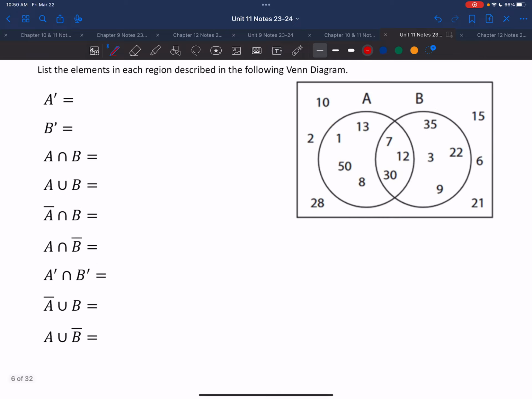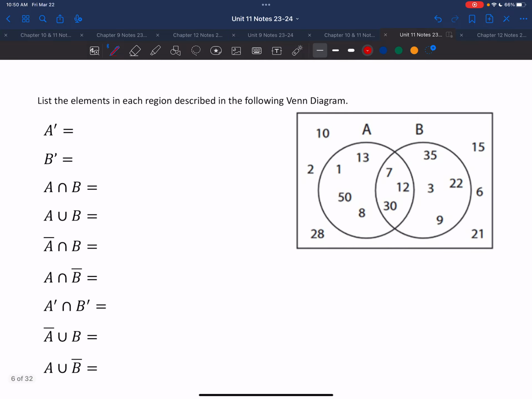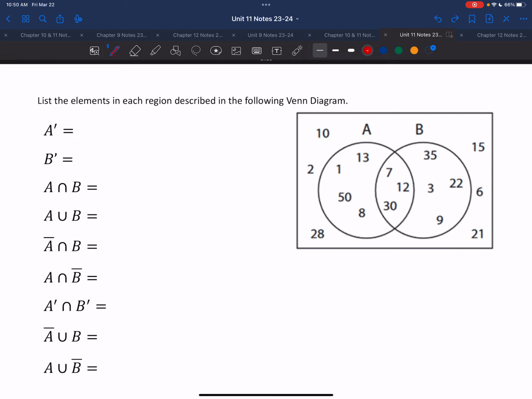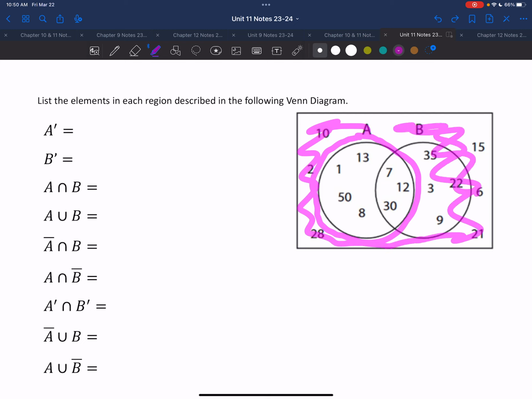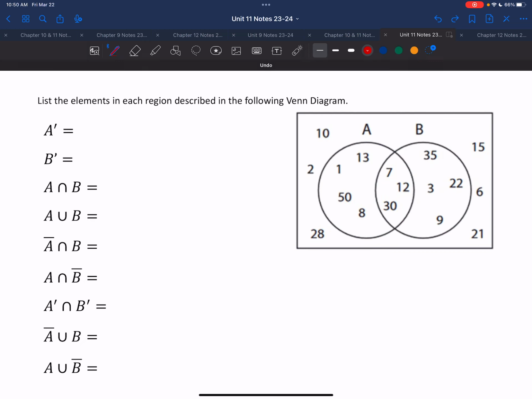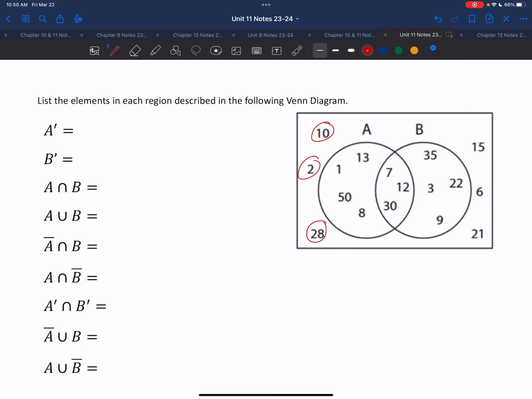All right, and then the last thing, it says list the elements in each region described in the following Venn diagram. So remember, this apostrophe means not A. So I want to list all the elements that are not in A. So here's A right here. I want to list everything outside of that. Okay, so everything out here. So if I count up all those elements, I've got 10, 2, 28, 21, 6, 15, 35, 22, 3, and 9, right? So I'm going to try and list these in number order.